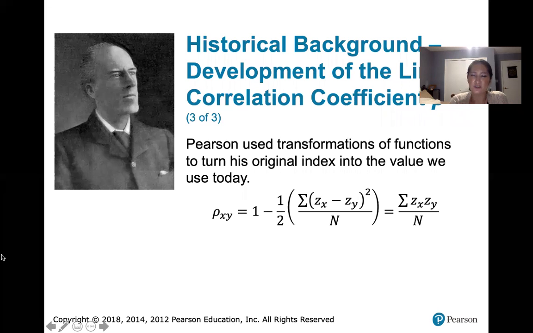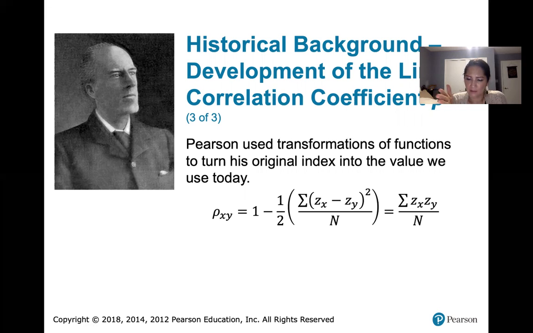Well, he used transformations of functions to turn his original index into the value we use today. He said, okay, here's my index. I want low values to correspond to negative correlations and high values to correspond to positive correlations. So rather than using this, which is what he originally used, he multiplied it by -1 on the outside to flip that order. And then he said, okay, the values are all between 0 and 4, and I don't want them to be between 0 and 4.